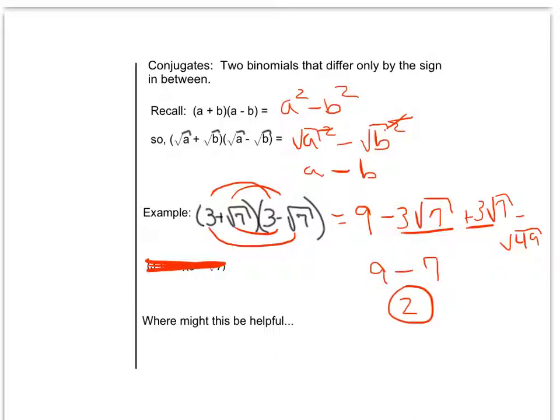Would I have gotten the same thing had I used the formula instead of doing the distributing? Well, let's see. My a would have been 3. My b would have been square root of 7. Well, isn't it 3 squared minus the square root of 7 squared? 9 minus 7, which is then 2. So next thing we're going to talk about in the next video is where this might be helpful. Where might it be helpful to be able to do something or choose some operation where I can get rid of radicals?